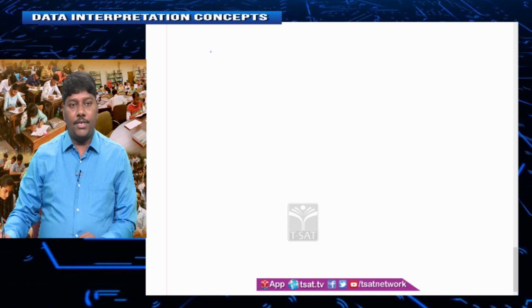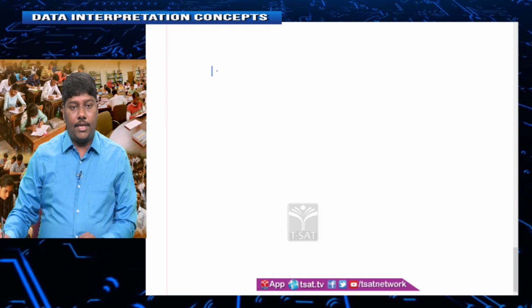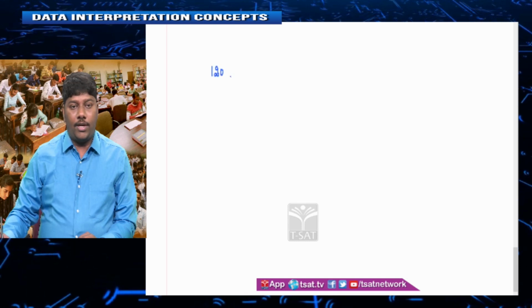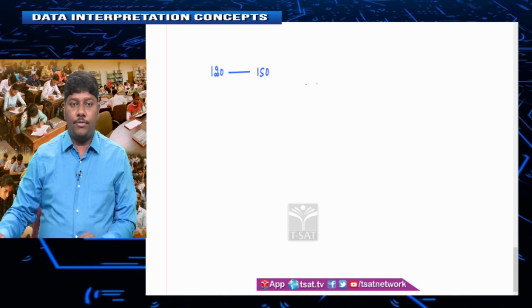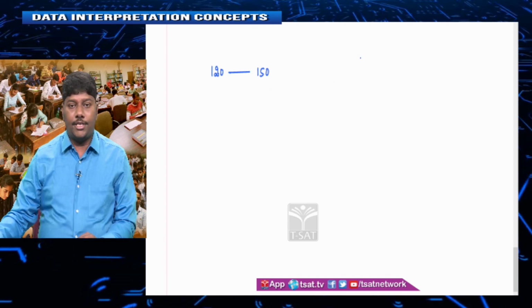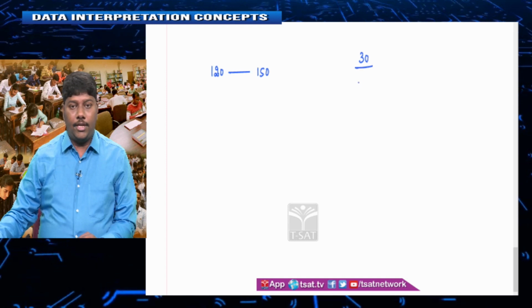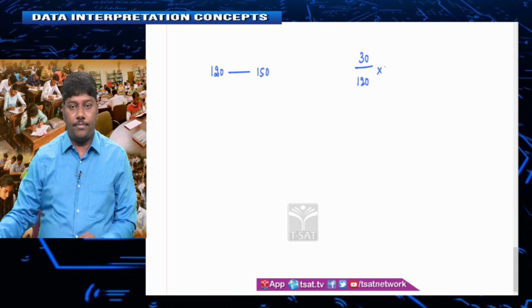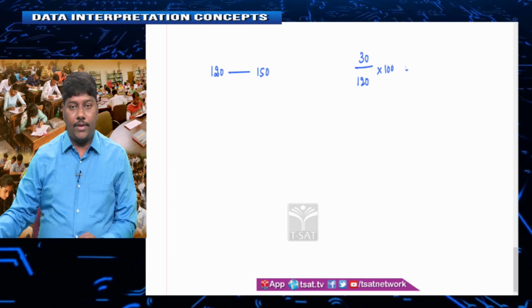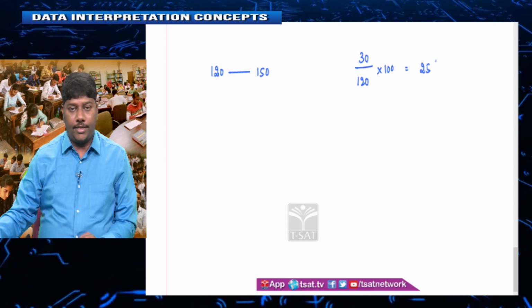How do I find out percentage increase or decrease? Suppose I take an example here. Let's say 120 becomes 150. Generally, how do I find out the percentage increase here? I say the value increase is 30 divided by the initial value 120, into 100. You say 1 out of 4, that is 100 by 4, 25%.